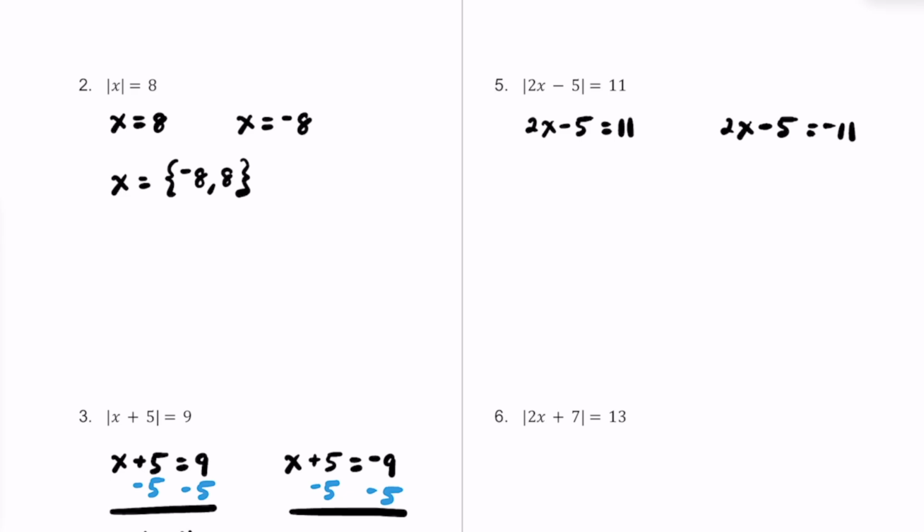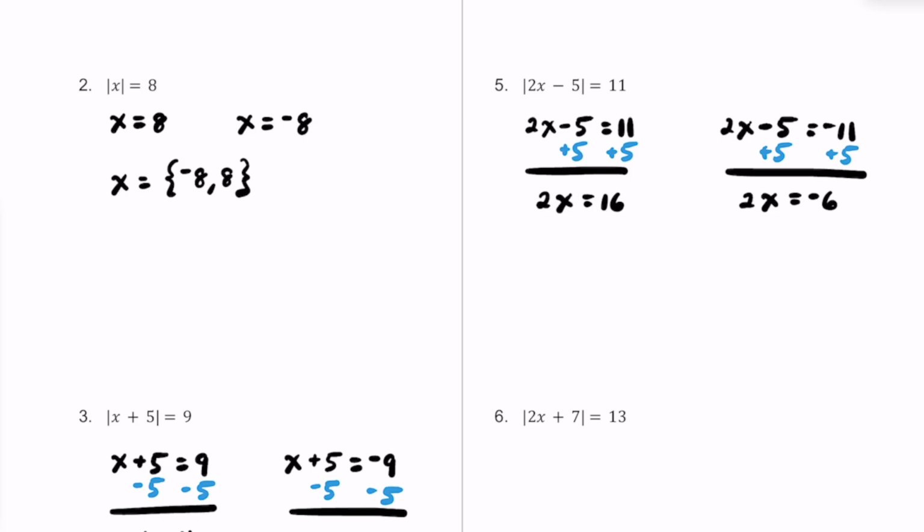All right, so we have two-step equations. Let's start by adding 5 to both sides of the equation on the left. Let's go ahead and just write it on both sides of the equation for the equation on the right if you would like to. All right. So if we go ahead and do that, the equation on the left, we're going to get 2x is equal to 16. And for the equation on the right, we're going to get 2x is equal to negative 6.